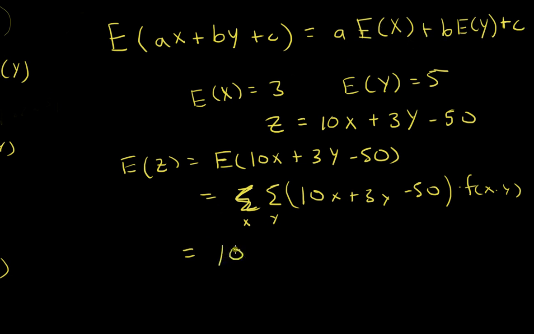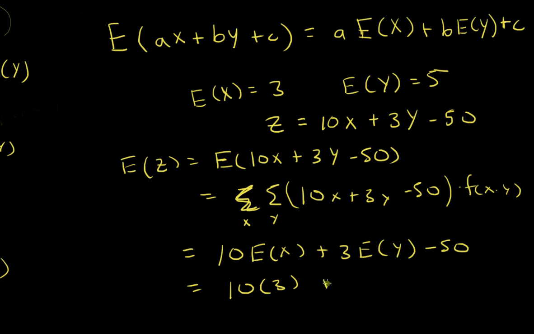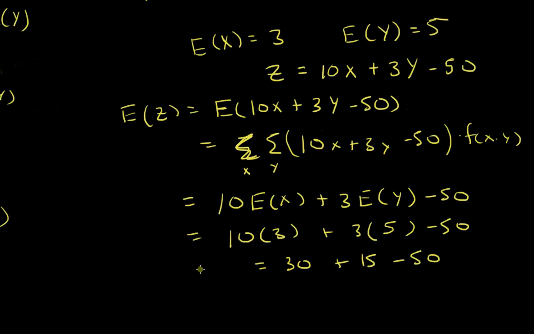So this will then be 10 times the expected value of x plus 3 times the expected value of y minus 50. So this is 10 times 3 plus 3 times 5 minus 50. 30 plus 15 minus 50. This is 45 minus 50, which is negative 5.